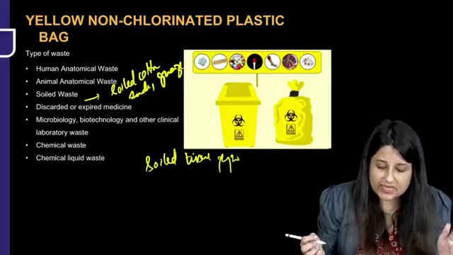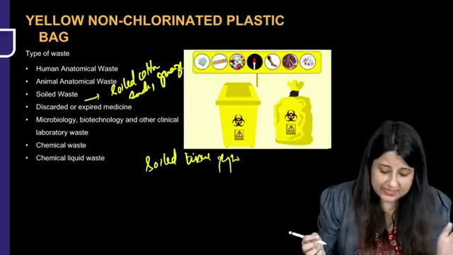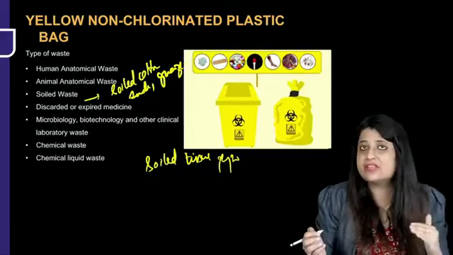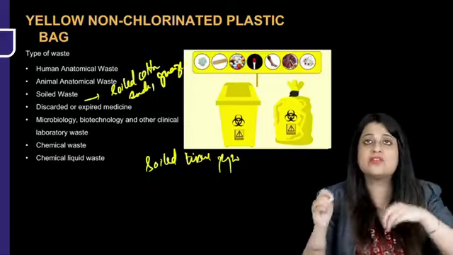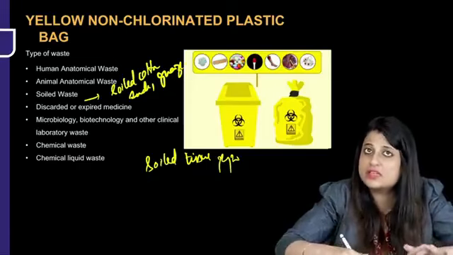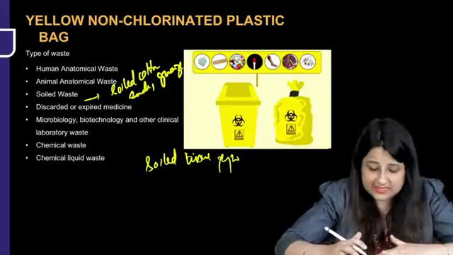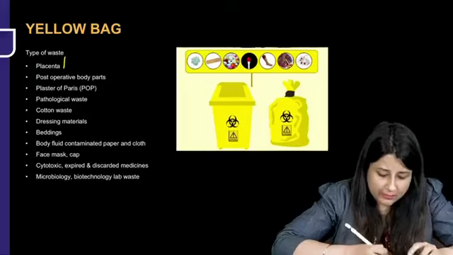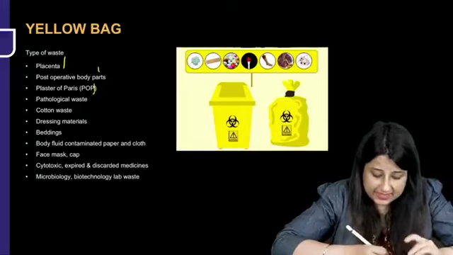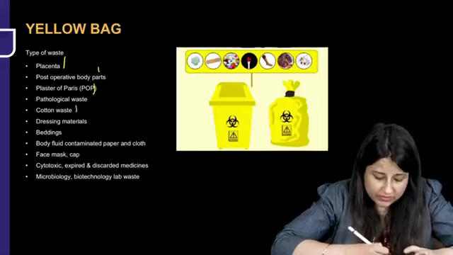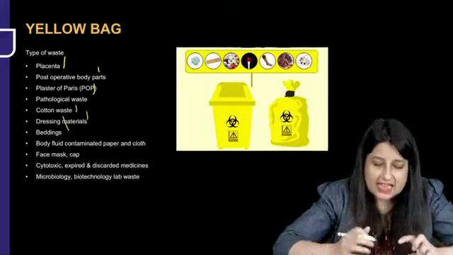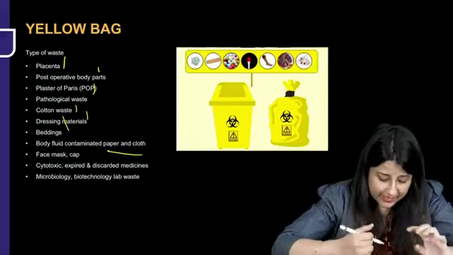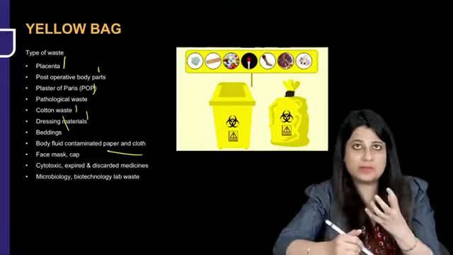Microbiology, biotechnology, other clinical lab waste, chemical liquid waste, beddings and linens, everything goes into this. Anatomical waste, like a histopathology specimen, or if it's a fetus or placenta, all of this goes into the yellow bag. So see, type of waste: placenta, post-operative body parts, dressings, pathological waste, cotton waste, dressing materials, bedding, anything which is contaminated with any body fluid, paper and cloth, face mask.